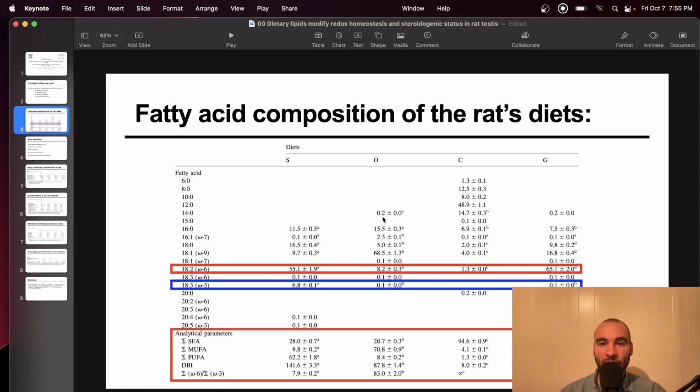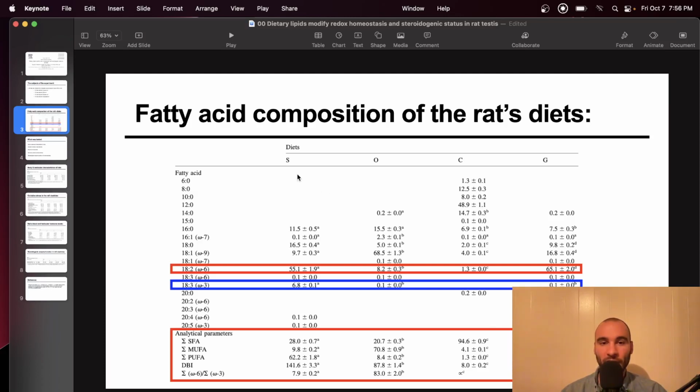Next, we have a very high monounsaturated fat diet in the form of olive oil at 70.8% monounsaturated fat. It's mostly oleic acid. 8.4% polyunsaturated fat and 20.7% saturated fat. So again, the olive oil diet was a lower PUFA, high monounsaturated, maybe lowish to moderate saturated fat diet compared to the coconut oil, which was a high saturated fat, low monounsaturated, and low polyunsaturated.